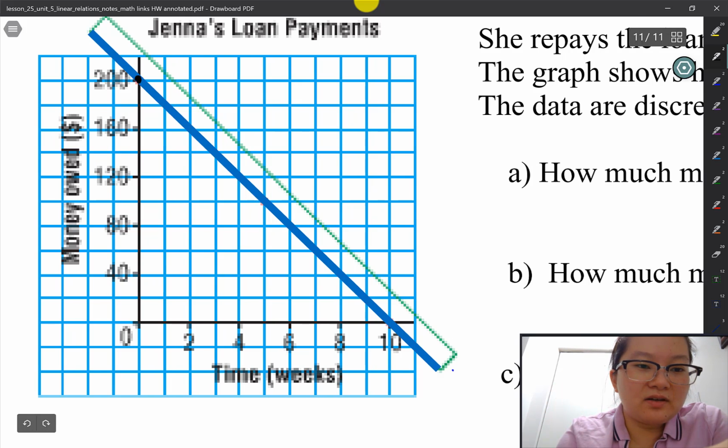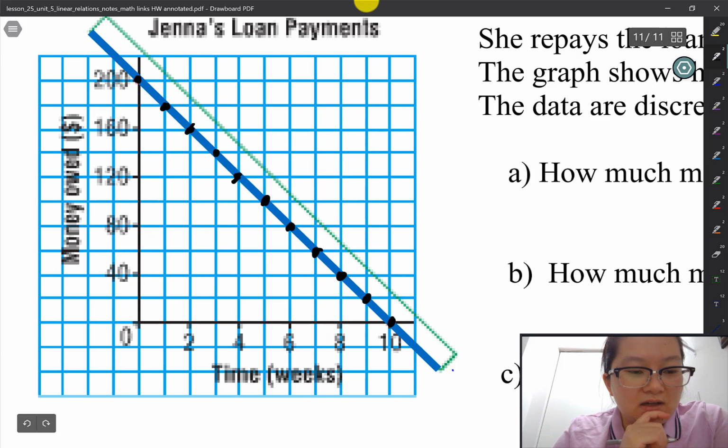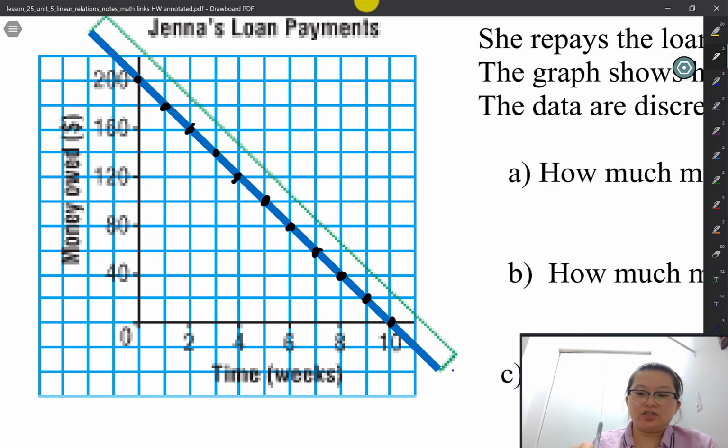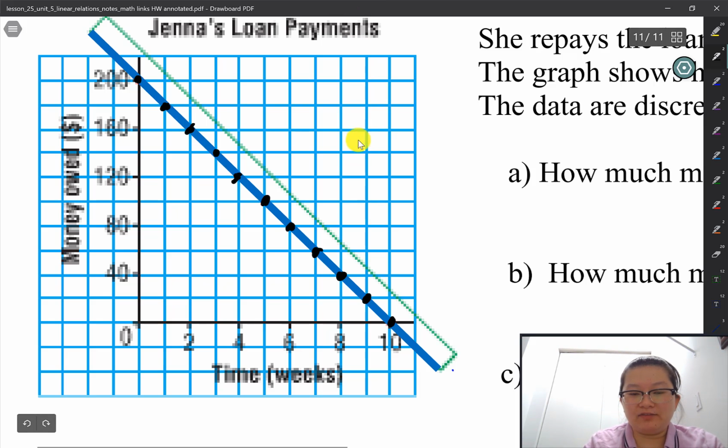But again, let's plot her payments every week. The first week, 0 weeks, it will be there. Then it will be there. After 2 weeks, 3 weeks, 4 weeks, 5, 6, 7, 8, 9, and finally 10 weeks, the amount she owes goes down to 0. Notice the x-axis shows us the time, and the y-axis shows you how much money she owes. So we probably only need to read this graph to finish this question.